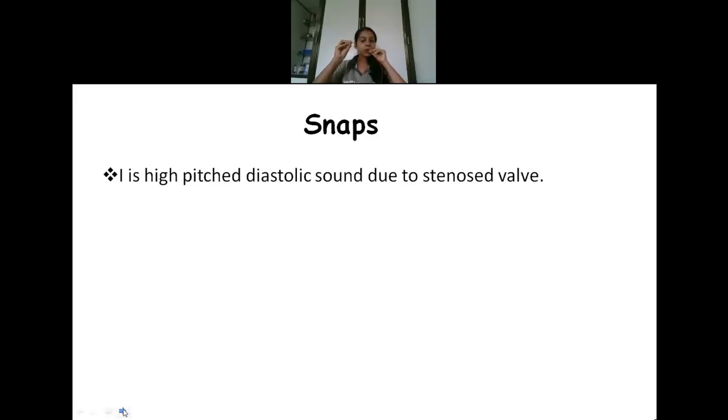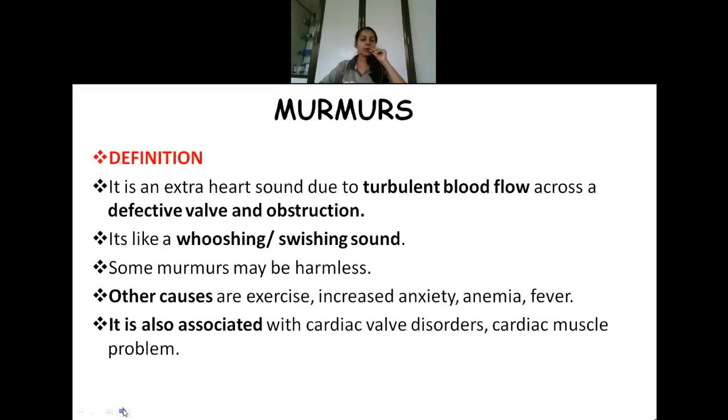So prolapse is different, stenosis is different. Stenosis means there is narrowing, so adequate blood will not flow through. So whenever there is stenosis, it produces an abnormal heart sound called a snap. Next, moving on to the murmur. Now this is a very, very important abnormal heart sound.